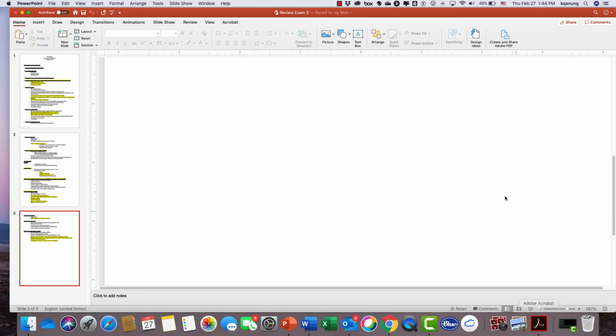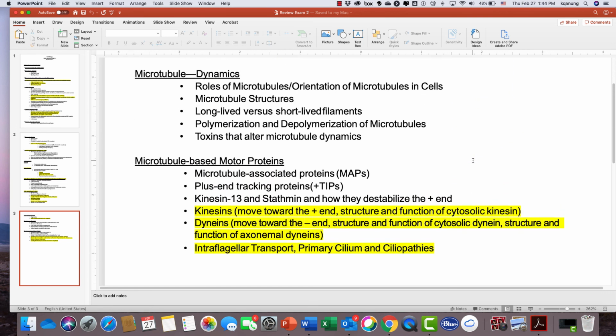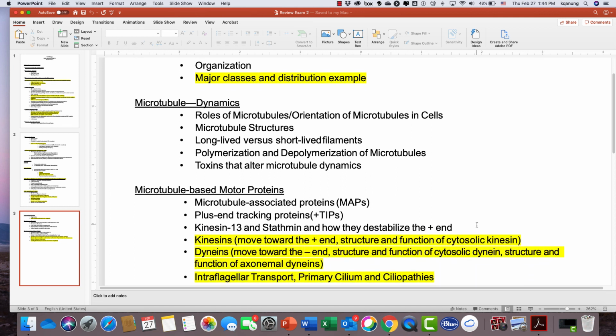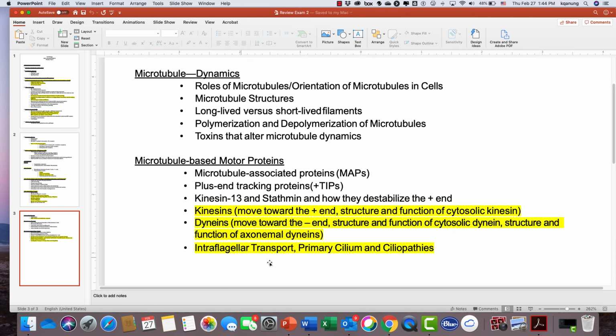And the very last part, I guess, that we talked about: the major classes and distribution example for the intermediate filament, and the kinesin and dynein, just to make sure that you remember the plus and minus ends of the microtubule and the axoneme. So that's about it.